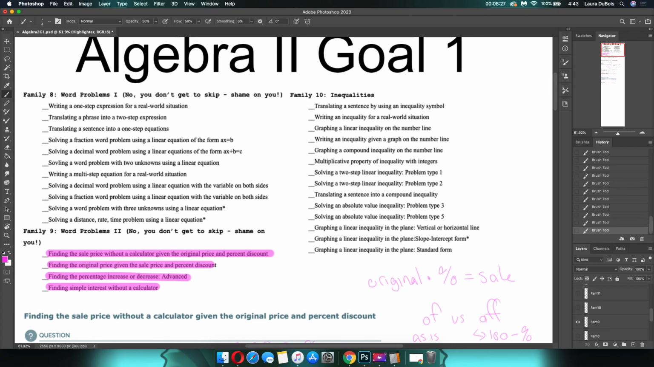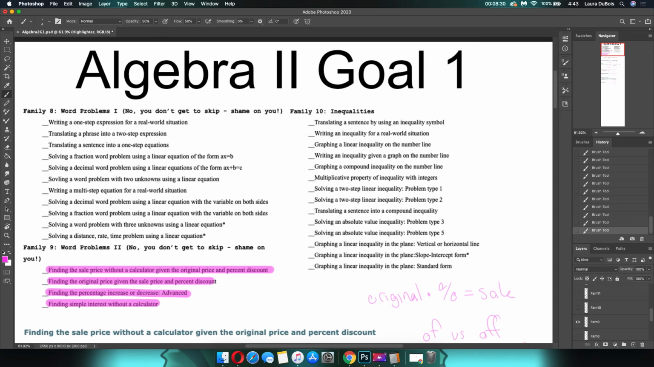Again, you should be finishing up with the word problems. There's 1 or 2 left, but we'll talk about them when we get there.